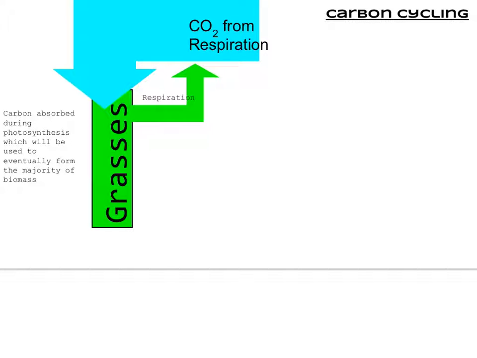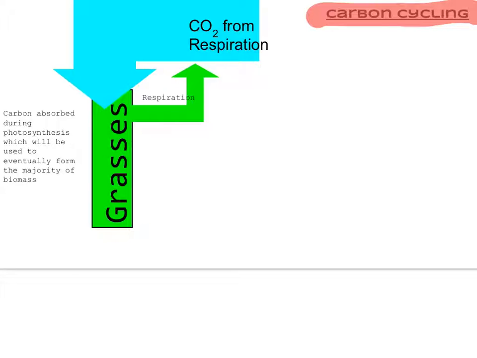Hey, so I thought I would talk a little bit about how carbon cycles through the environment today. Okay, and in this I made a graphic to kind of help out with understanding how exactly that happens. So the plant that we're going to start with is just some type of grass.